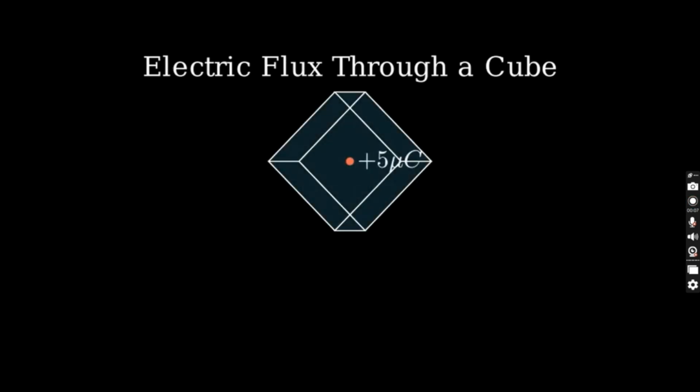Welcome. Today we'll solve a problem about electric flux through a cube with a point charge at its center. Let's start by visualizing our setup. We have a cube with sides of 4 centimeters, and at its center we have a positive 5 microcoulomb charge. To find the electric flux through each face of the cube, we'll use Gauss's law.